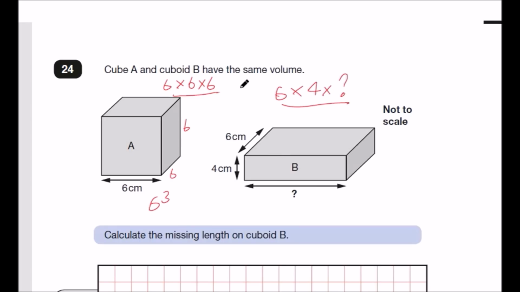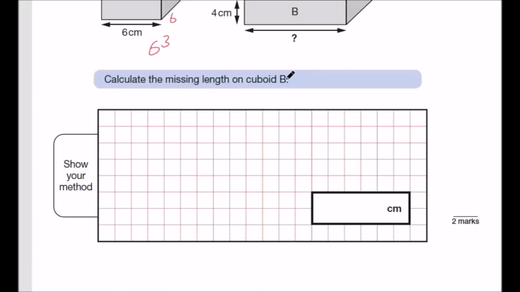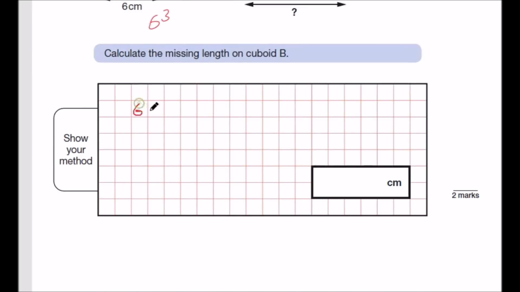So actually, they're both equal. So work out the missing length from B. This is straightforward. If they're both equal, that means we can simplify terms. So 6 times 6 times 6 equals 6 times 4 times unknown. Because they both have at least a 6, we can cancel 6's on both sides. This tells us we have 6 times 6 is equal to 4 times something.